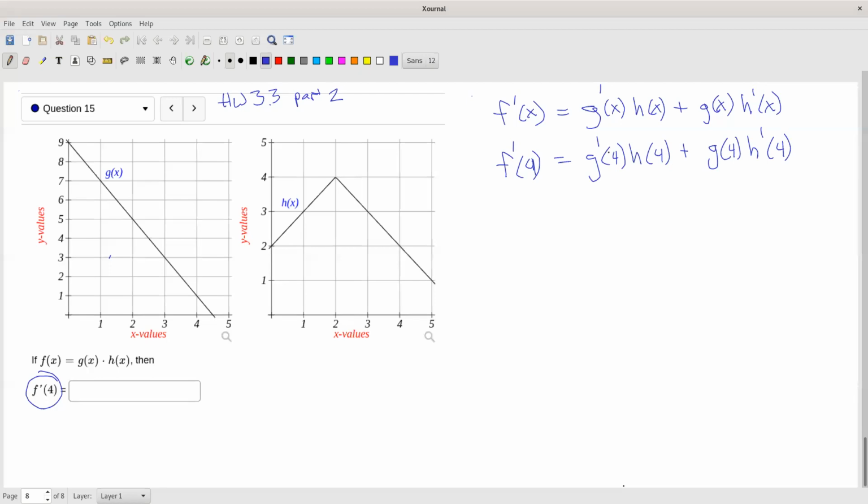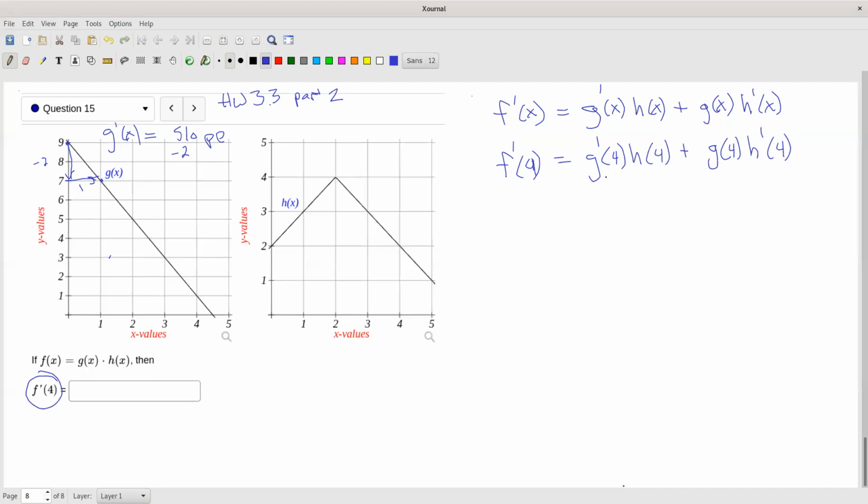g prime of 4, what is the derivative of g? Well, the derivative is the slope. So g prime, remember, is the slope function. And this is a straight line, and I can see the slope here. So for example, I have the point (0, 9), and I have the point, looks like (1, 7). And so I can see that we are dropping 2. So that's my rise when I run 1. And so the slope g prime here has to be -2/1 or just -2.